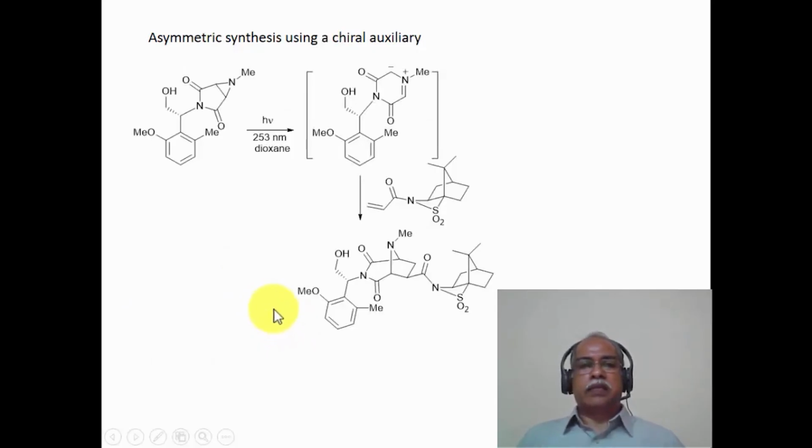Another example of an asymmetric synthesis using a chiral auxiliary. Here in this particular example, decomposition of this aziridine derivative produces the azomethine ylide, which is this particular molecule. And here is a sultam which is used. This is the camphor derived sultam, and the dipolarophile is attached to the camphor derived sultam as a chiral auxiliary. The cycloaddition reaction between the dipole that is produced and the chiral dipolarophile results in the formation of an enantiomerically enriched pyrrolidine derivative, in other words constituting an asymmetric synthesis using a chiral auxiliary, that is given here.